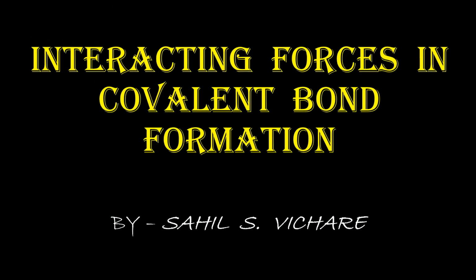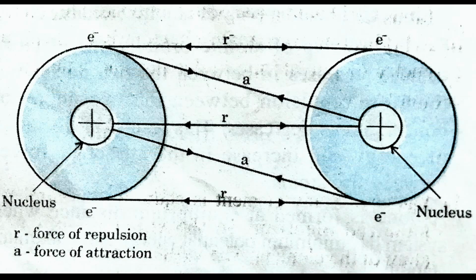So guys, I hope that you have understood all the 10 postulates in this valence bond theory except the last one. So you have basically understood 9 postulates. Now moving on with the next topic, that is interacting forces in covalent bond formation. I am going to explain this topic with the help of only one diagram which I have over here. Let's say this is atom number 1 and this is atom number 2, and they both are going to form a covalent bond with each other.